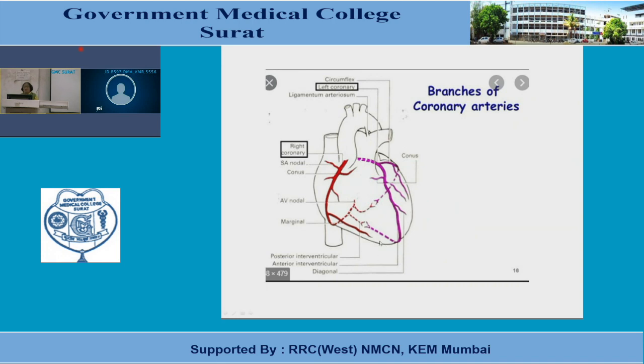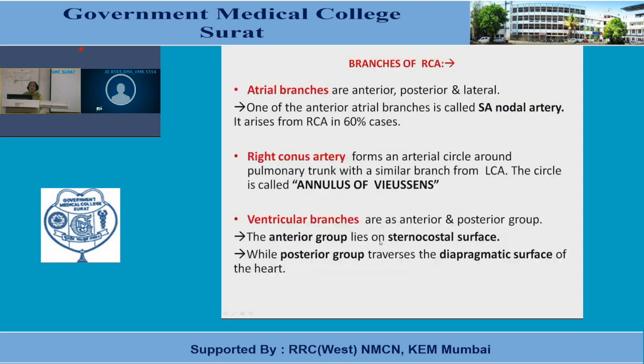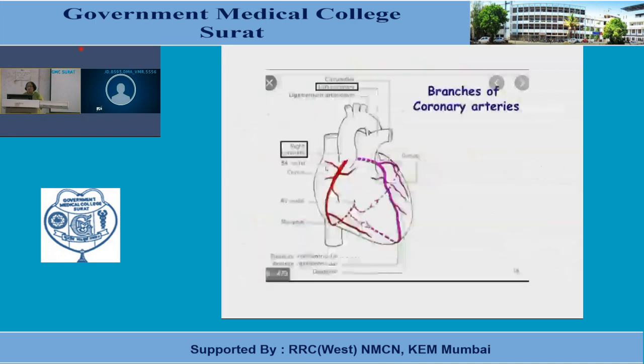Branches of the coronary arteries combined. We'll discuss the left coronary artery later on. Now, branches in detail of the right coronary artery. One important is the atrial branch: anterior, posterior and lateral. One of the anterior atrial branches is called the SA nodal artery. It arises from the right coronary artery in 60% of the cases. So here you can see the SA nodal artery. This is the figure.